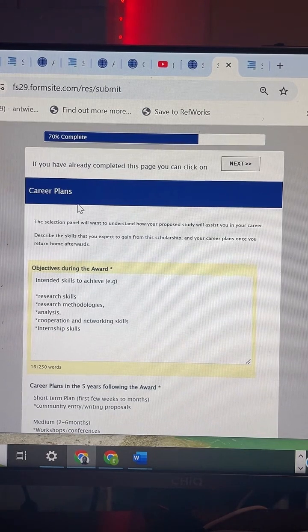So the next set of essays will be the career plan. The selection panel will want to understand how your proposed study will assist you in your career.